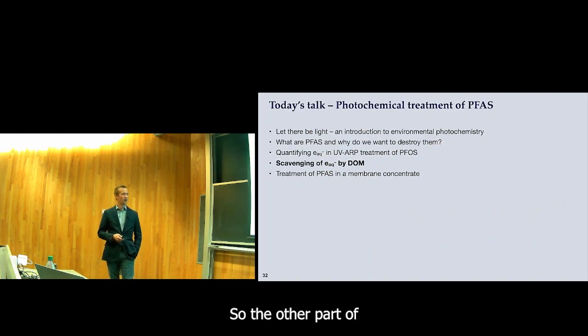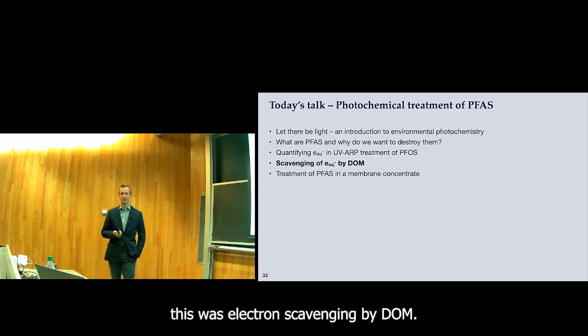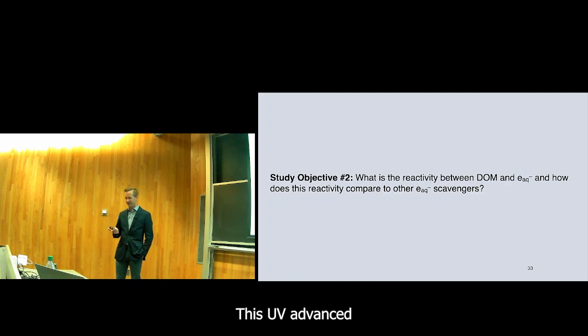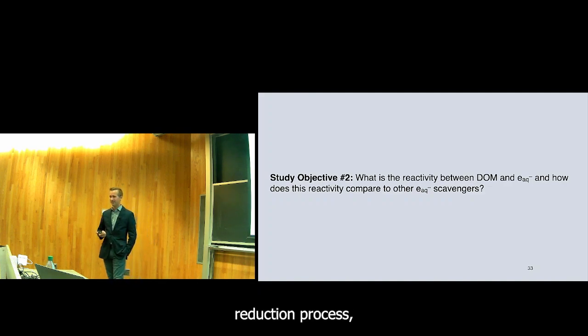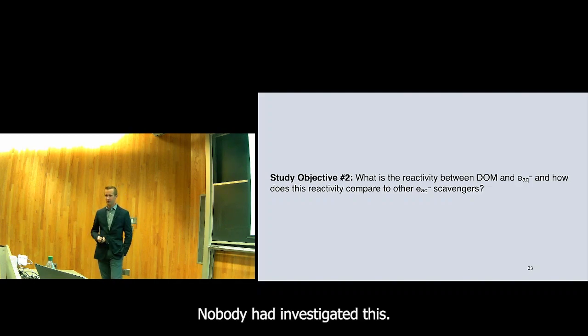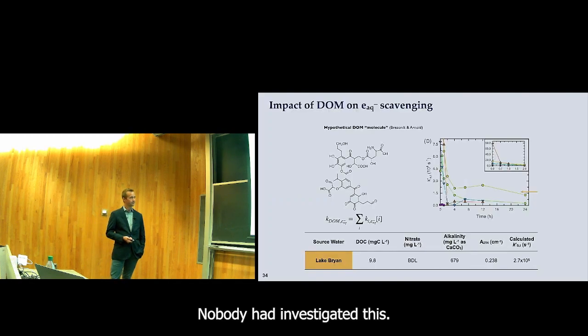So the other part of this was electron scavenging by DOM. And so this is sort of a new field, right? This UV advanced reduction process. And DOM is likely to be one of the important scavengers. Nobody had investigated this. Furthermore, when we look back at our scavenging capacity data, this Lake Bryan sample that had the highest DOC tended to have the largest long-term scavenging capacity.